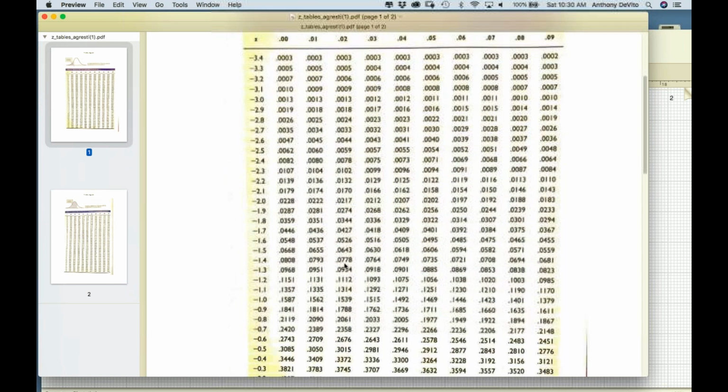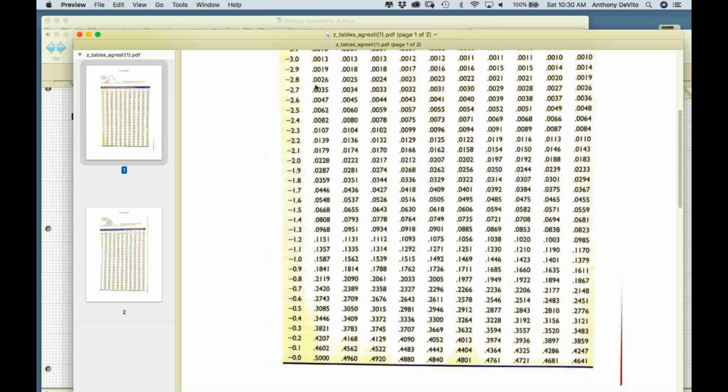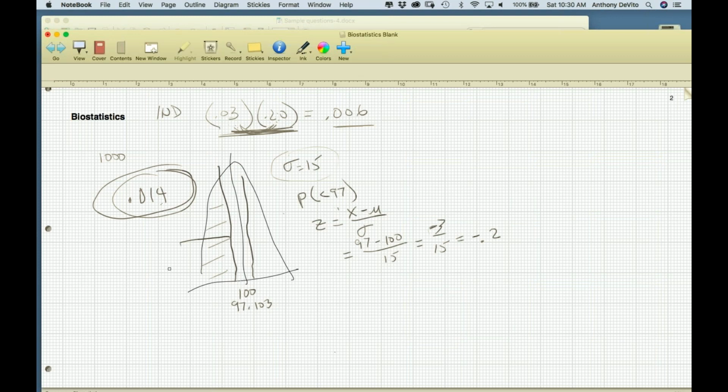So negative 0.2, well, the zero is understood after this, negative 0.20 is going to be an area of 42%, 0.4207. So this area, oops, what did I do there? I turned on the eraser. Oh, I'm using the backside of my pen. This area is going to be 0.4207. That's the area that's involved in here, 42%.